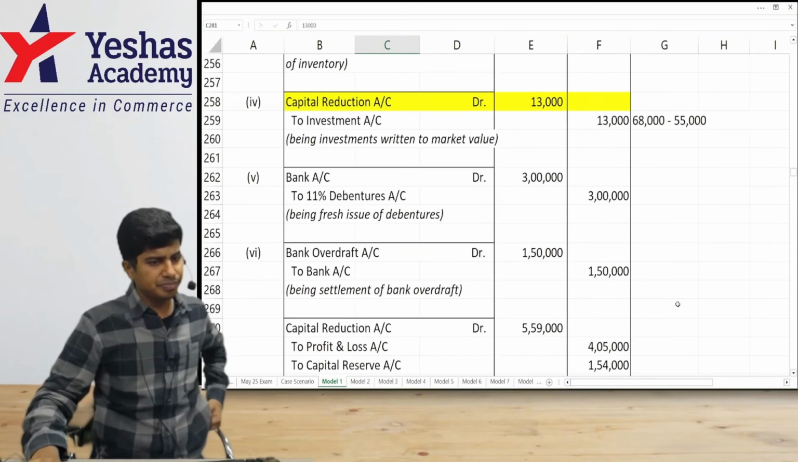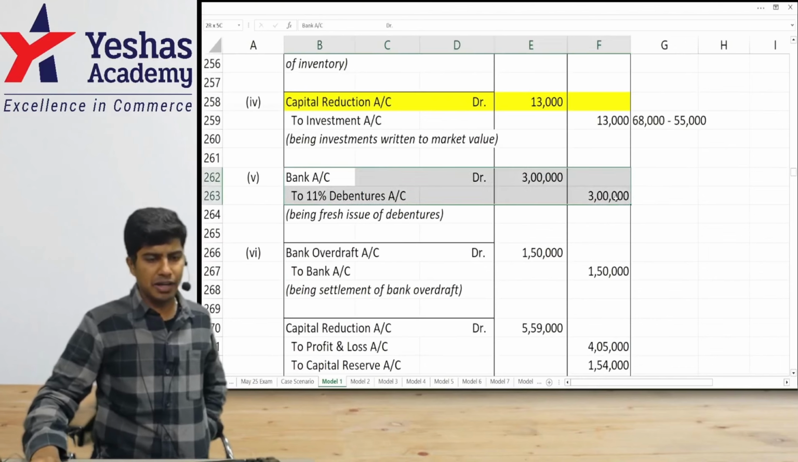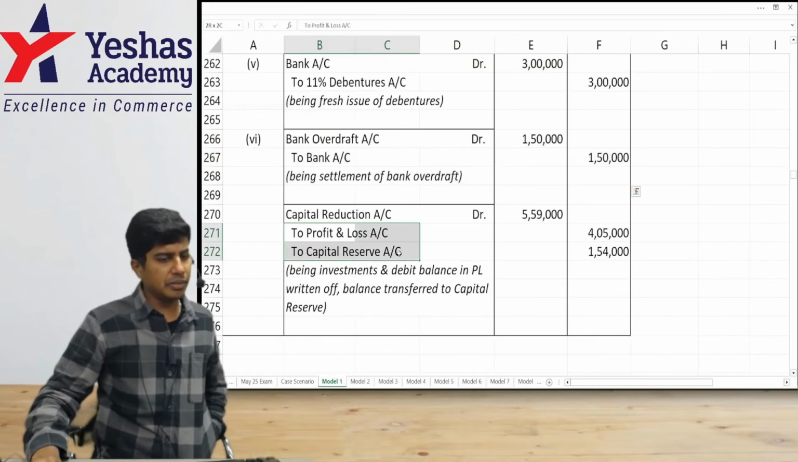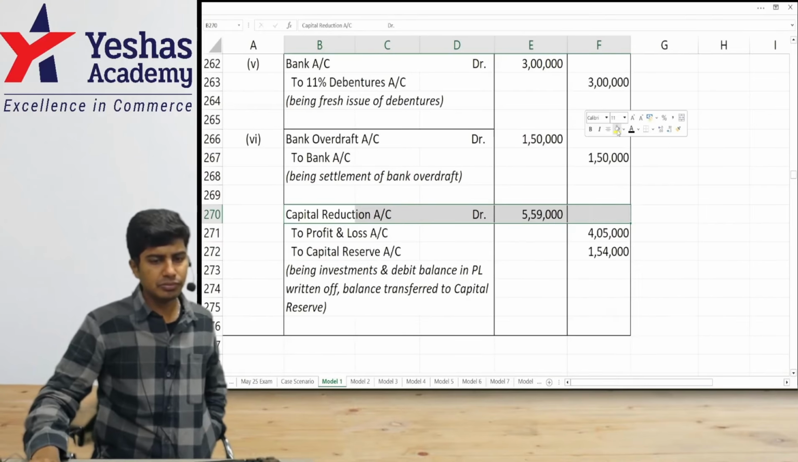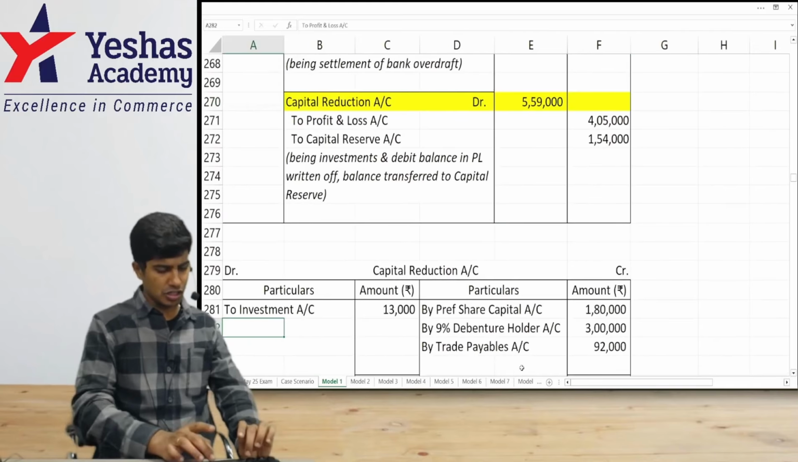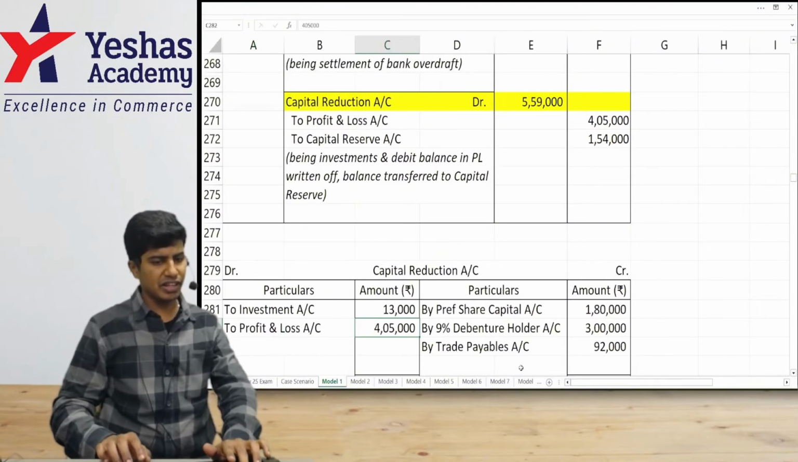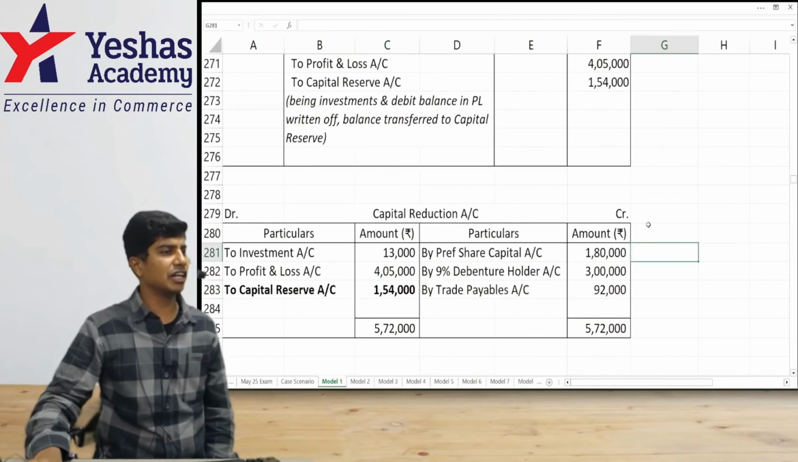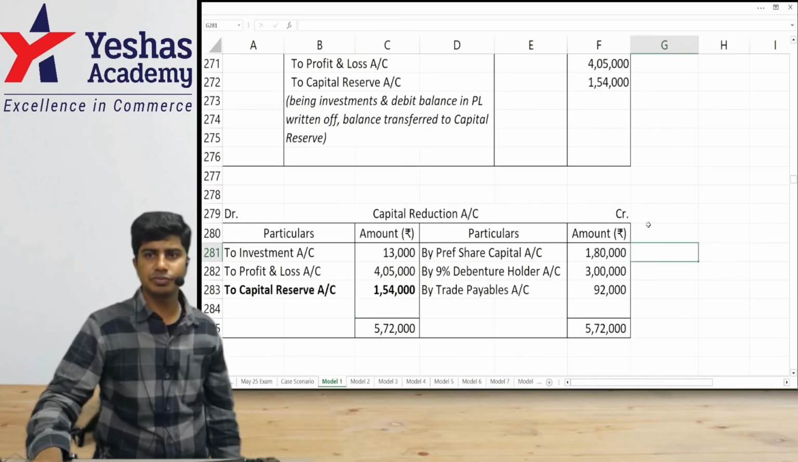Next, fifth entry, there is nothing called capital reduction. Sixth entry, there is nothing called capital reduction. Ultimately, it is utilized to write off P&L and capital reserve. In capital reduction ledger, I'll write same thing. To profit and loss account, 4 lakh 5,000. To capital reserve, 1 lakh 54,000. That was in fact the balancing figure. And by this, our capital reduction ledger will get closed.